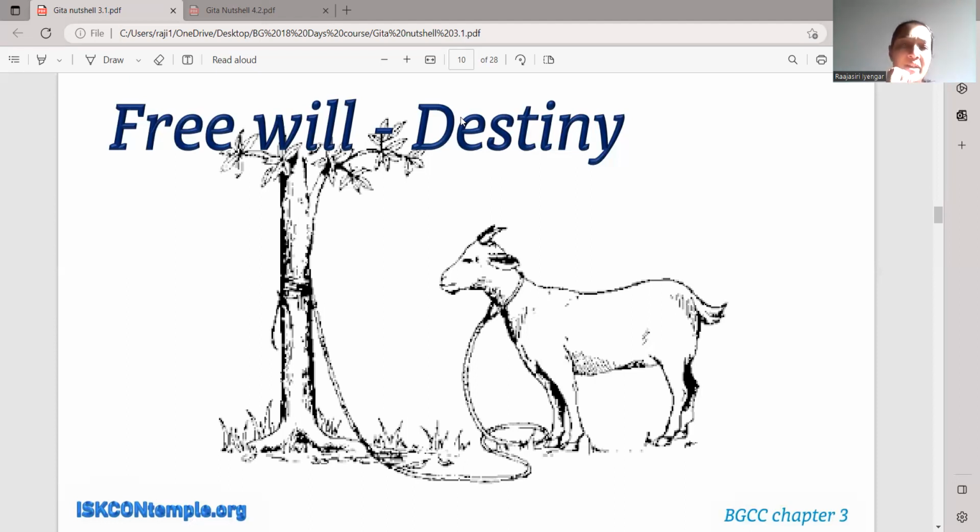So the goat is not completely tied down and put into a space where he can't move around. He is put in a space where he has some choice to move around, eat the grass from one side of the land and stuff like that. But it's very limited freedom, isn't it? Compared to a goat that's free to roam, this is a limited freedom. But destiny is something like the rope that the goat is tied with.